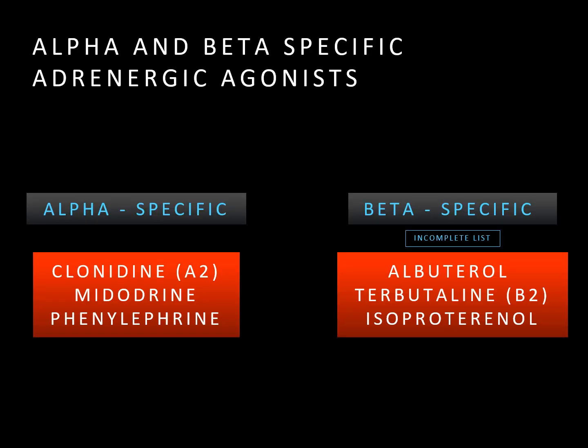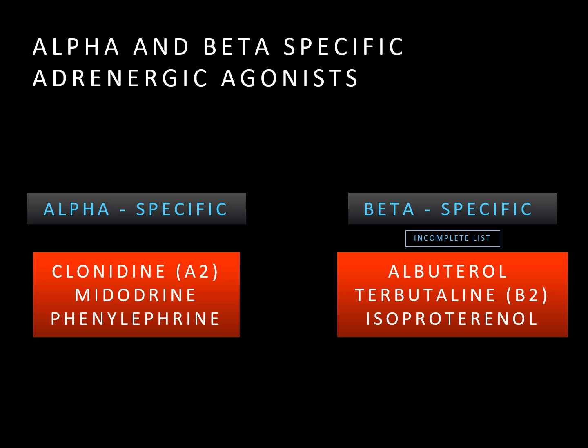So let's talk a little bit about alpha and beta specific adrenergic agonists. What we mean by this is that they're specific to either one or two or more of these receptors. That means maybe just alpha 1, maybe just alpha 2, or maybe alpha 1 and alpha 2, maybe just beta 1, or maybe just beta 2. So we want to take a look at these medications as well. I have some listed here for you, some alpha specifics. That's going to be clonidine. That's just alpha 2.